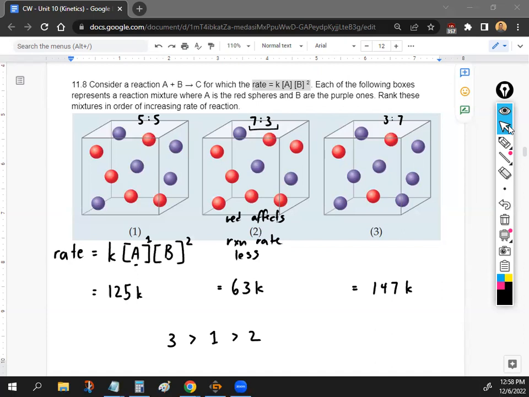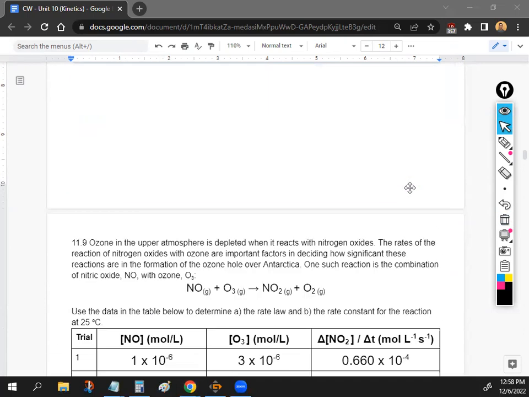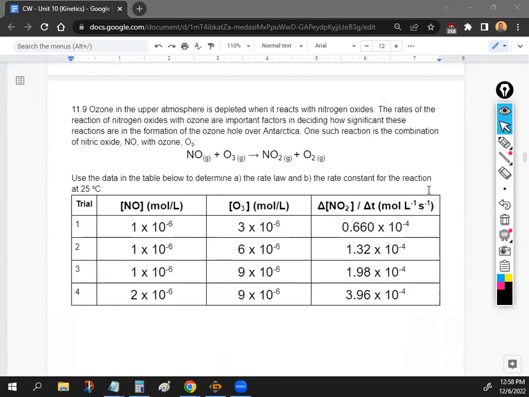All right. It's not that difficult to use the rate law, right? No problem. Okie dokes. Let's move on.